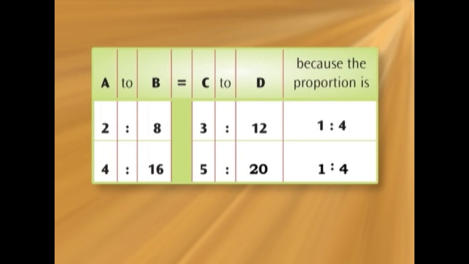Look at the next one. 4 is to 16 as 5 is to 20, because 4 times 4 is 16 and 4 times 5, that's 20.